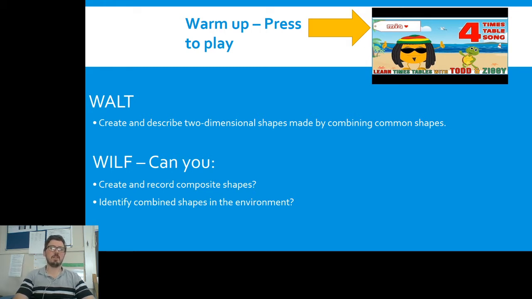Today we will be learning to create and describe two-dimensional shapes made by combining common shapes. We can take the common shapes like our squares, rectangles, triangles, circles, and put them together to make more interesting shapes. What I'm looking for: can you create and record composite shapes? Can you identify combined shapes in the environment?